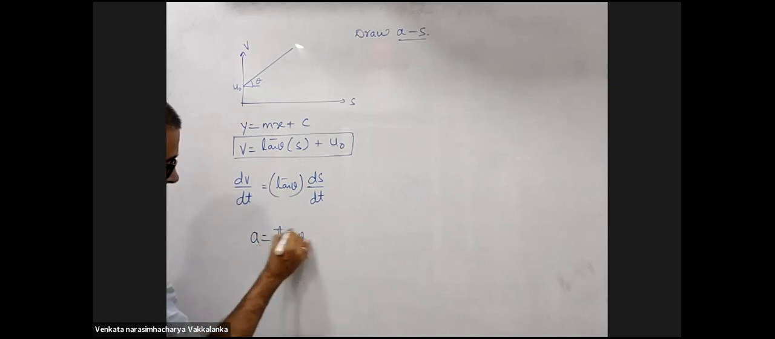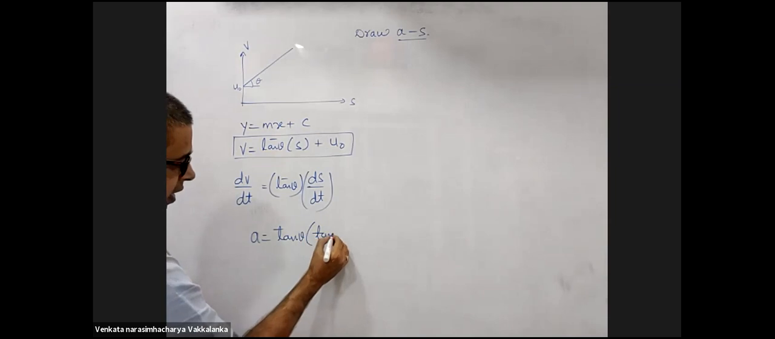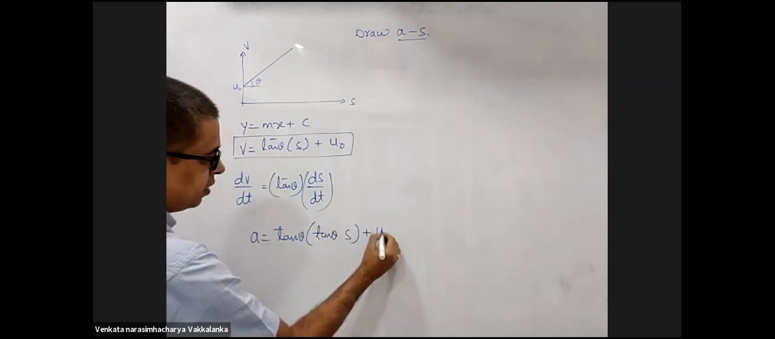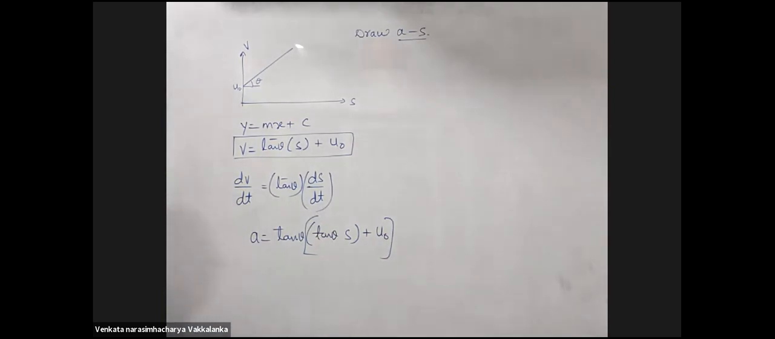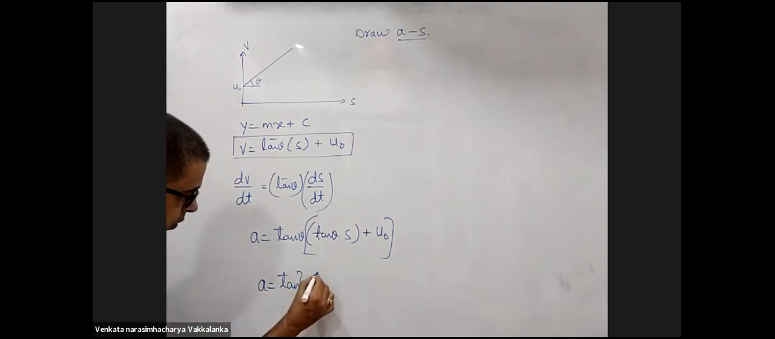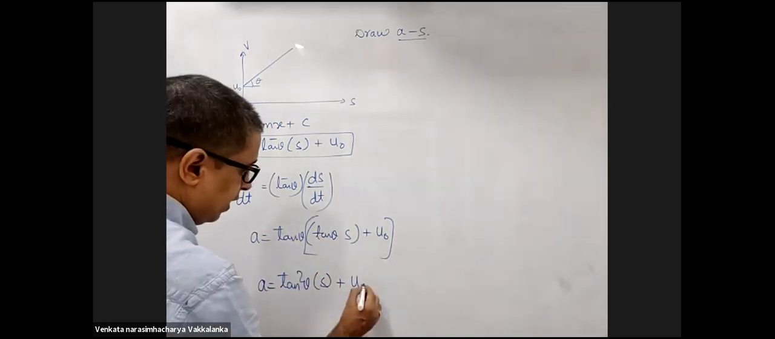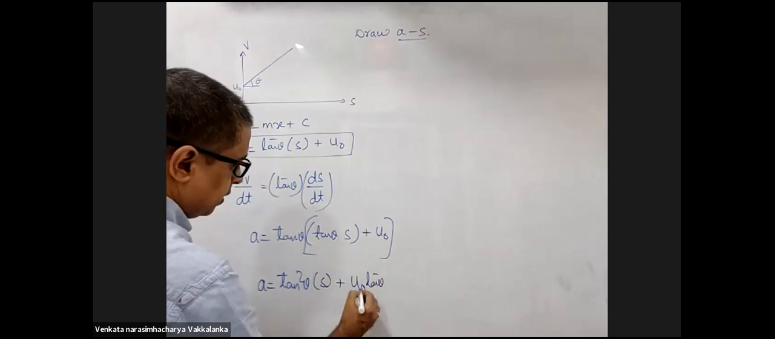Now, if differentiation of the constant is 0, acceleration is tan theta into ds by dt, and ds by dt is velocity. Substitute this: tan theta into (s tan theta plus u naught). ds by dt is velocity, I'm resubstituting that here. Acceleration is tan square theta into displacement plus u naught tan theta. Am I right?